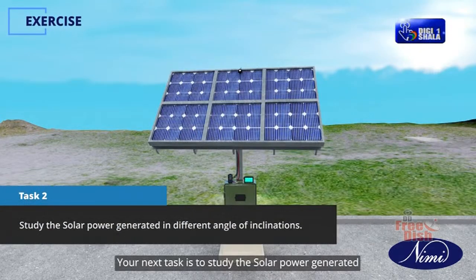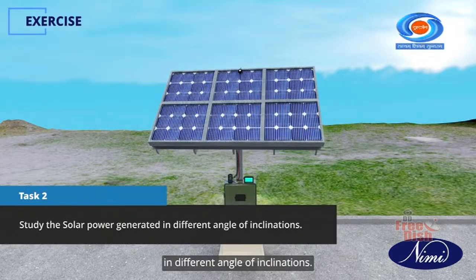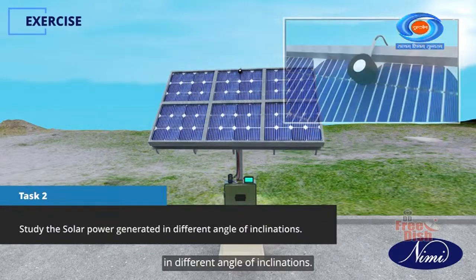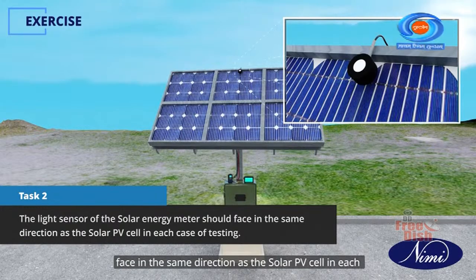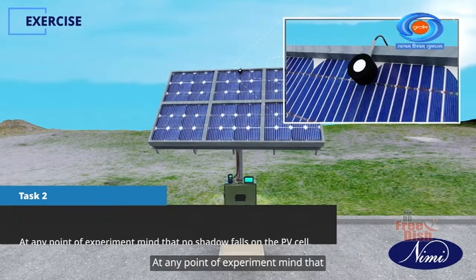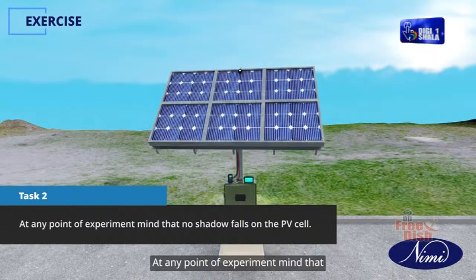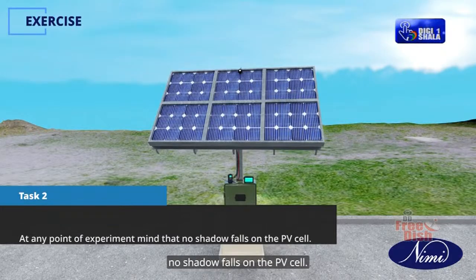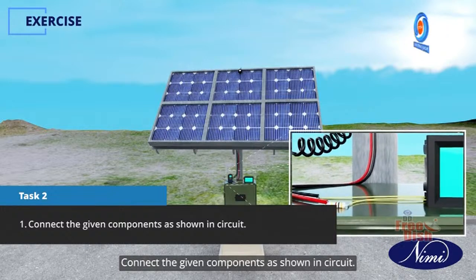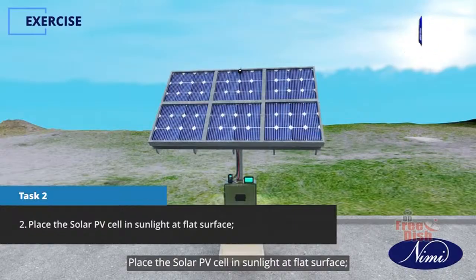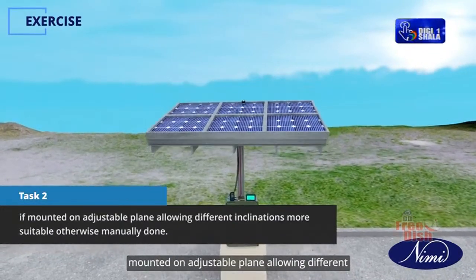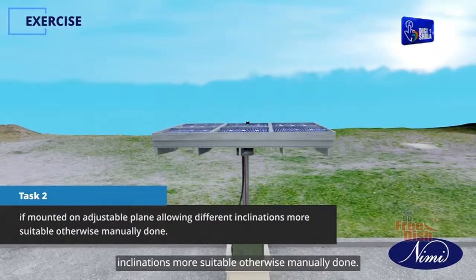Your next task is to study the solar power generated at different angles of inclination. The light sensor of the solar energy meter should face in the same direction as the solar PV cell in each case of testing. At any point of the experiment, make sure no shadow falls on the PV cell. Connect the given components as shown in the circuit. Place the solar PV cell in sunlight on a flat surface. If mounted on an adjustable plane allowing different inclinations, it is more suitable; otherwise, do it manually.